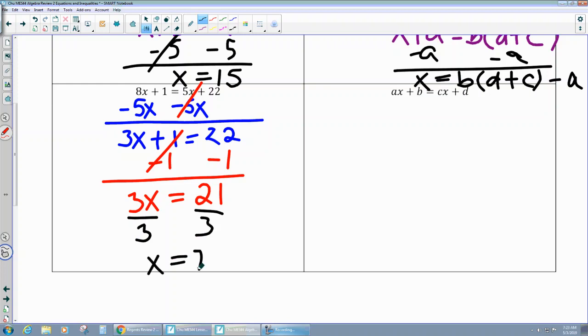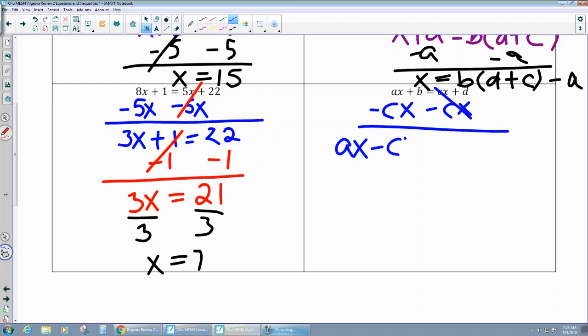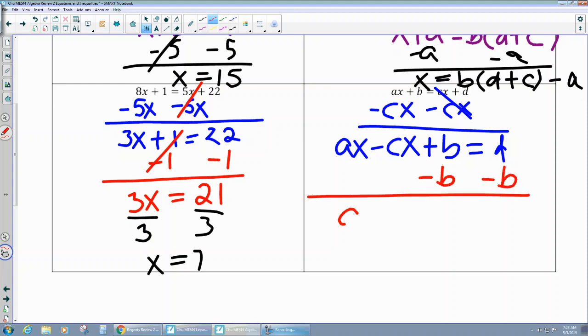All right, same thing. The first thing I did was move the x over. So minus cx from both sides. This canceled out. I get ax minus cx plus b is equal to d. Okay, and then I move the 1 over, which is the same as moving my b over here. And I get ax minus cx equals d minus b.